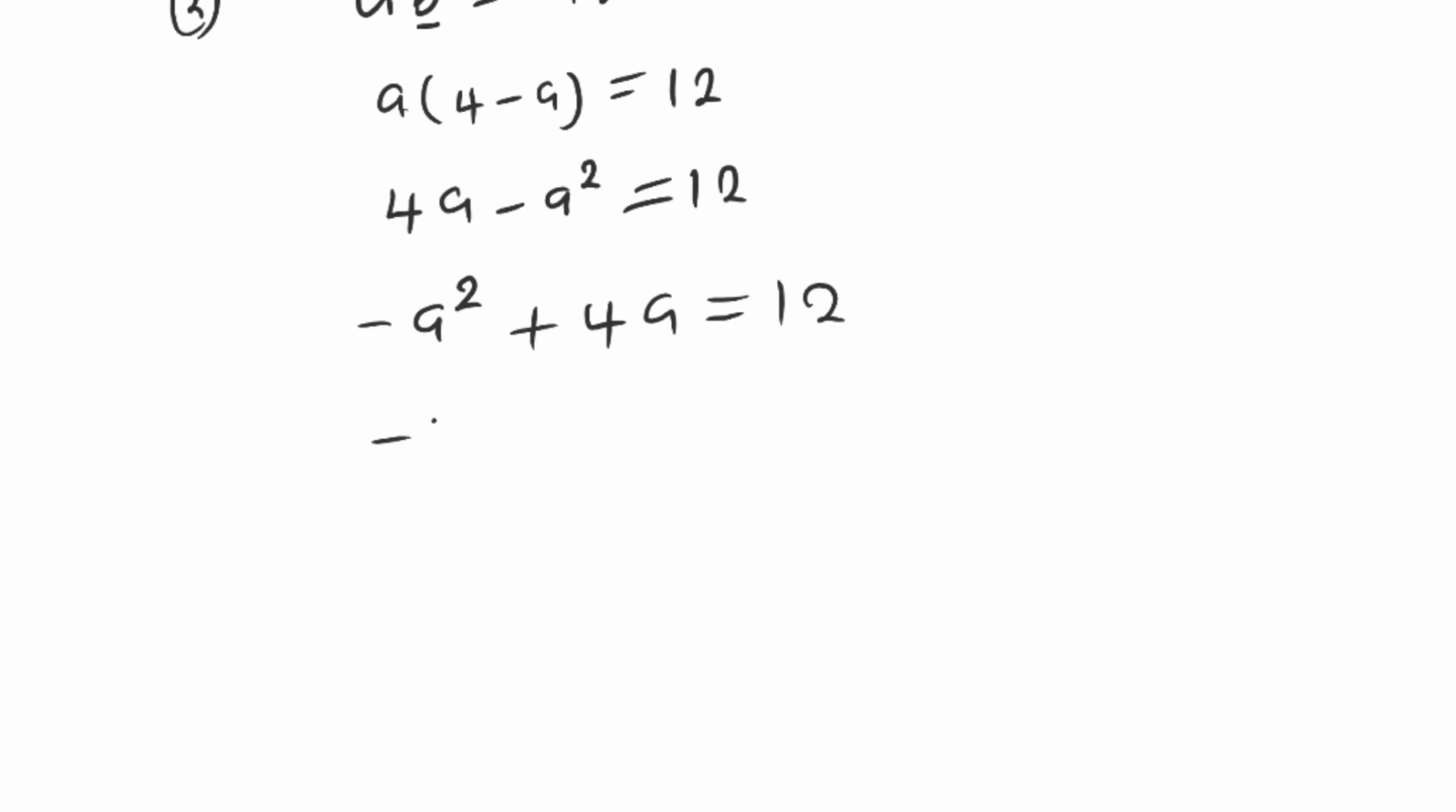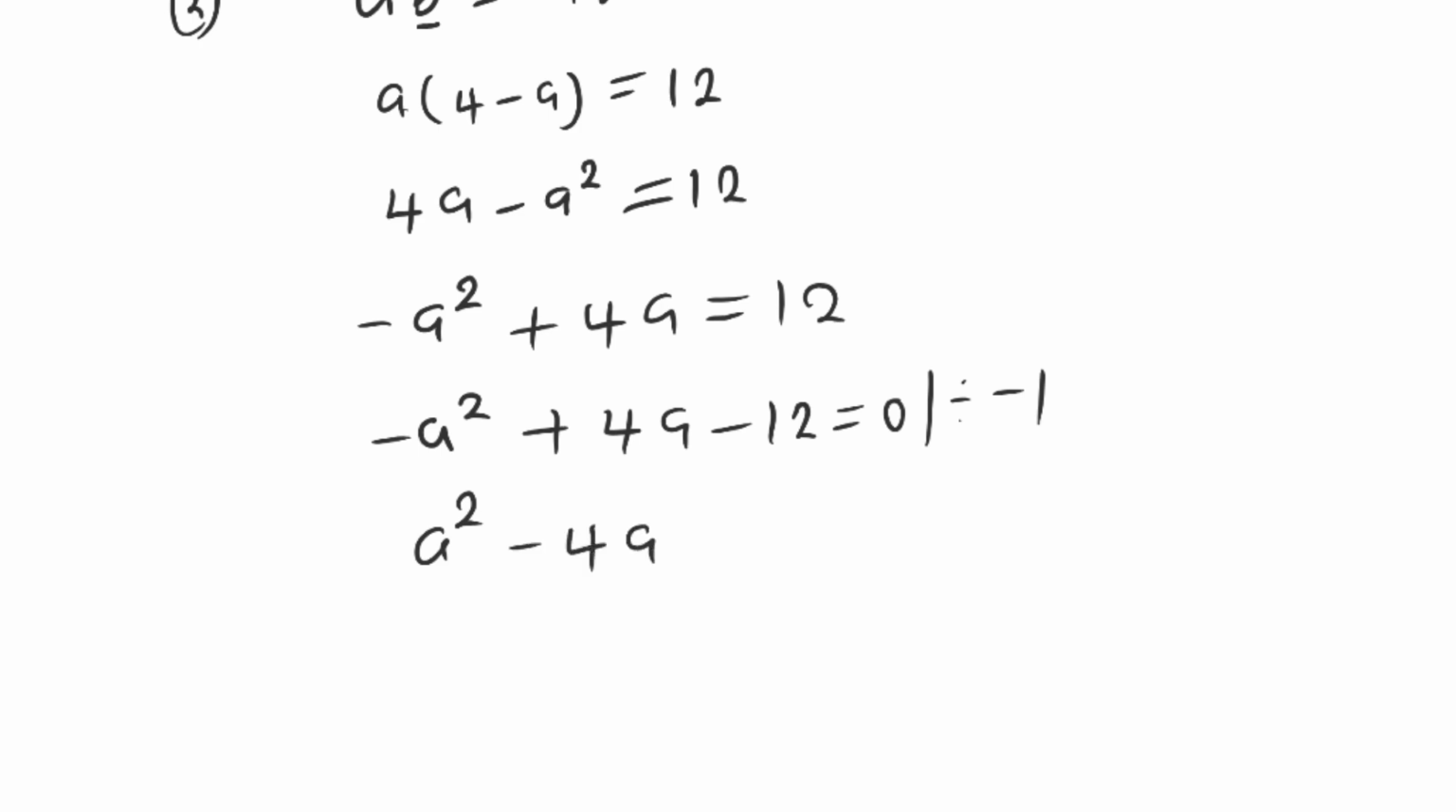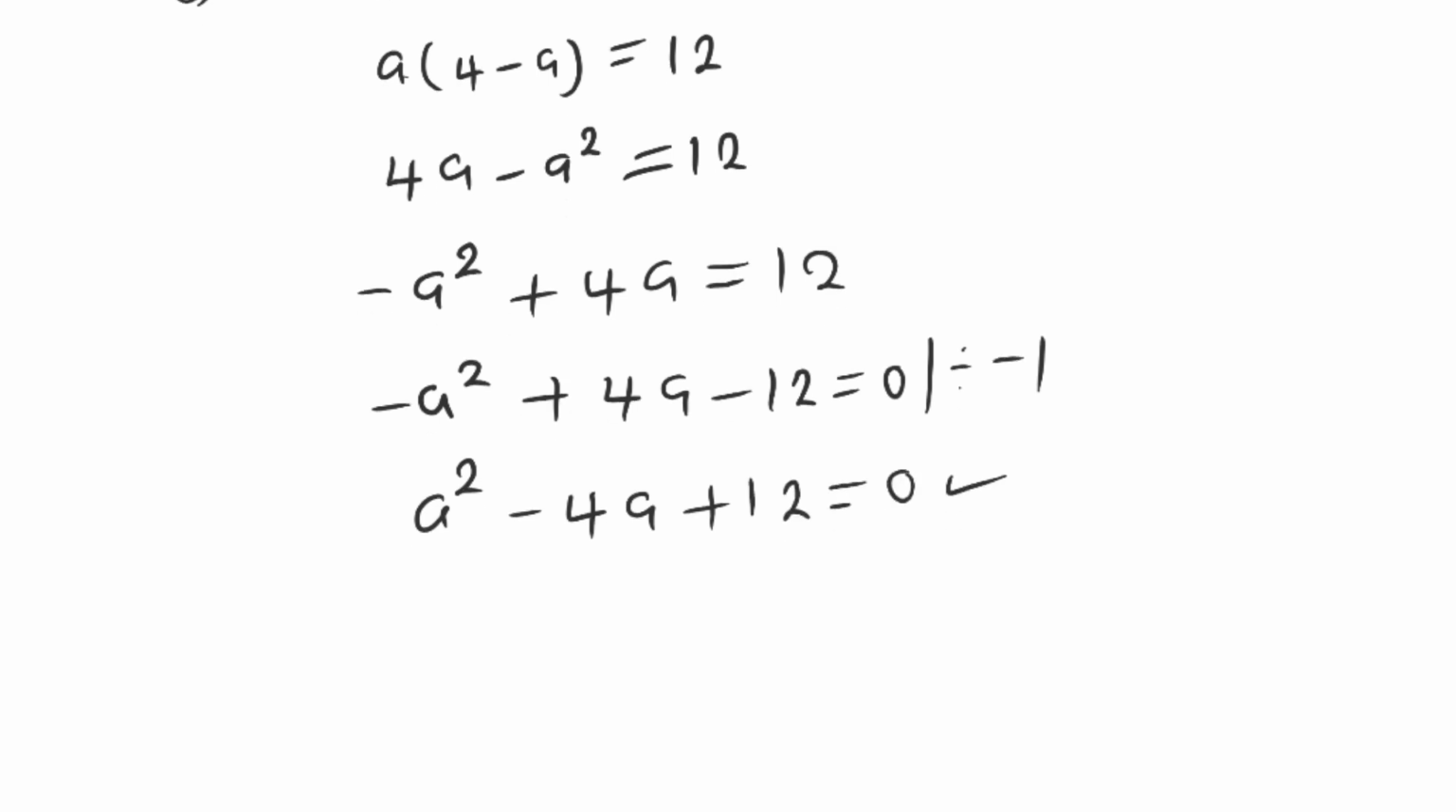This is minus A square plus 4A. If you bring this 12 to this side, it becomes minus 12 is equal to 0. Let us divide the whole of this equation by minus 1. Minus A square divided by minus 1 is A square. Plus 4A divided by minus 1 is minus 4A. Minus 12 divided by minus 1 is plus 12, is equal to 0. This is a quadratic equation which can be solved using the quadratic general formula.